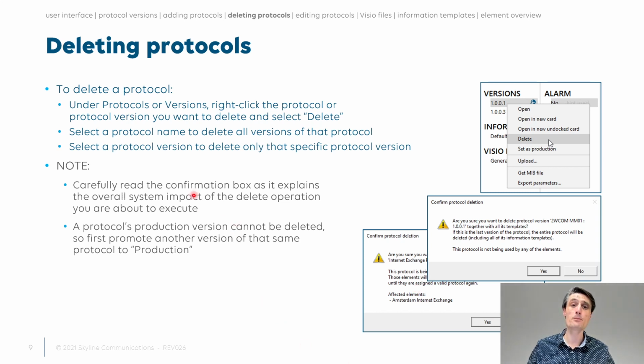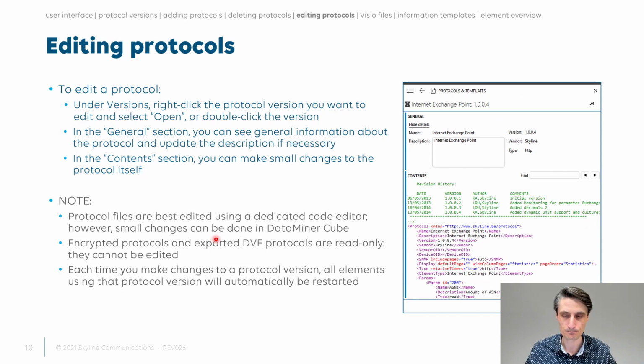So as I said, carefully read the information that is in the pop-up. It is important information which is in there. And the production version cannot be deleted. So first, you have to move the production pointer to another version before you will be able to delete the production version. There must be a production there. Adding the drivers, deleting the driver, but you can also edit a driver.